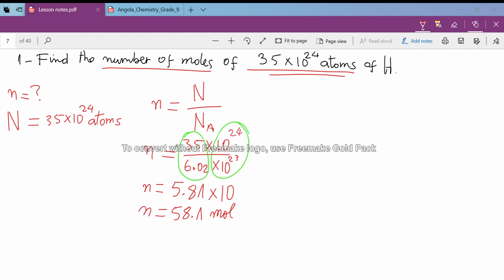Now just try the same exercise, but this time we will find the number of moles of, let's say, 2.0 times 10 to the power 25 atoms of hydrogen. Just pause the video and try to solve it. You have the steps here. So try to solve with this number of particles. Stop the video, solve, and then compare the results.